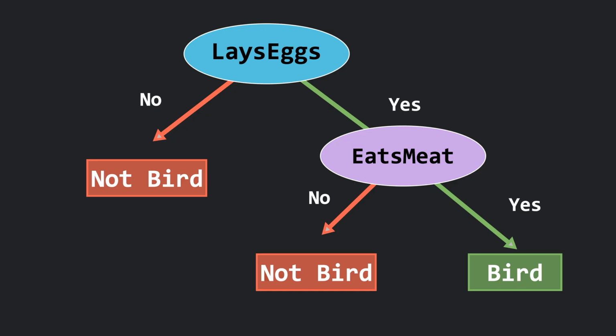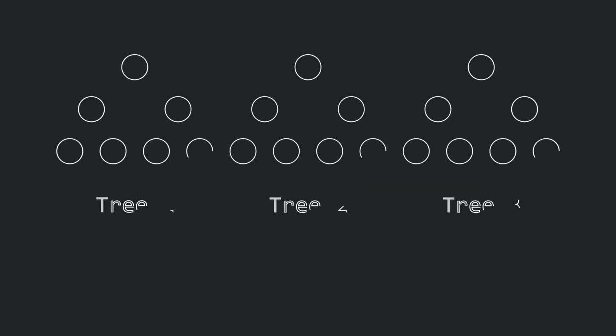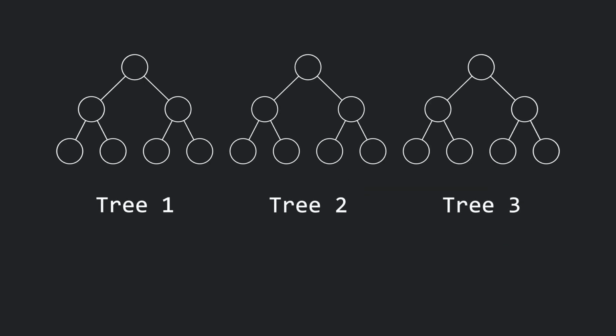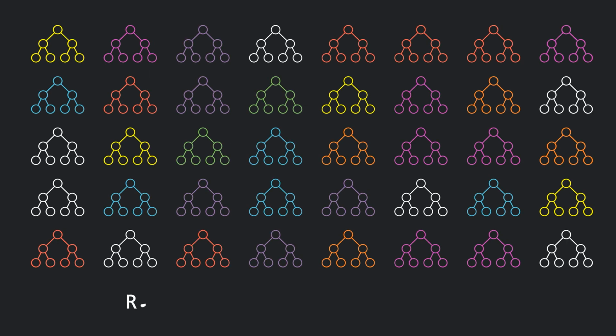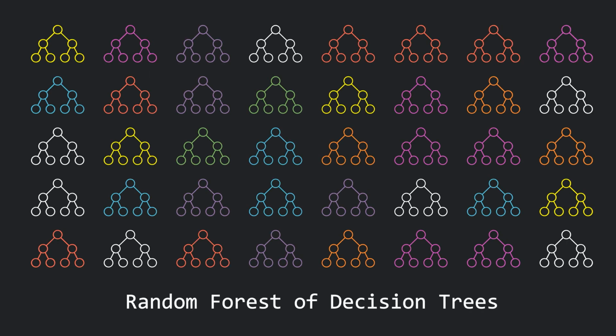The solution? Instead of relying on a single tree, we build multiple decision trees. For a classification problem, we let all the trees vote and pick the class with the most votes, while for regression problems, we simply take the average of the outputs from all the trees. This approach makes the model much more stable and reliable. Now, I want to talk about one very important algorithm called the random forest algorithm.